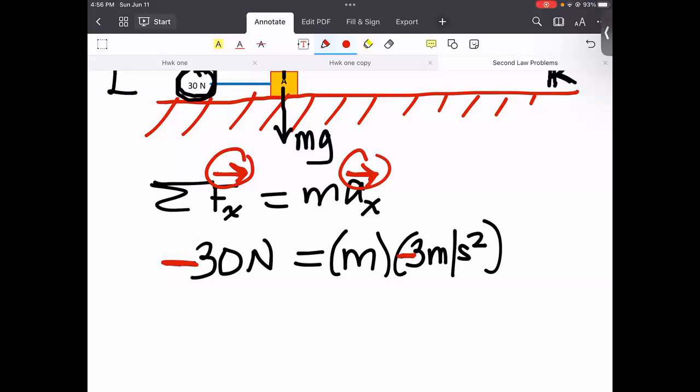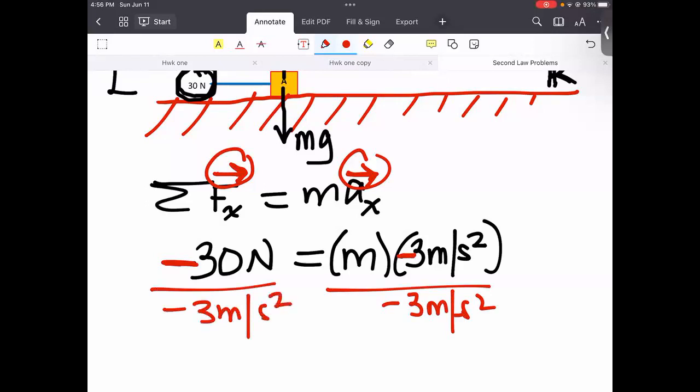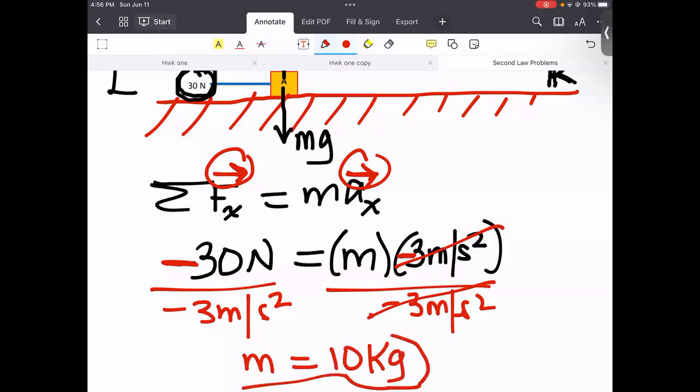All right, so we can find our mass by dividing both sides by minus 3 meters per second squared. So this cancels with that, negative cancels with negative, and you end up with the mass being equal to 10 kilograms. So 10 kilograms is our mass, and that's our solution there.